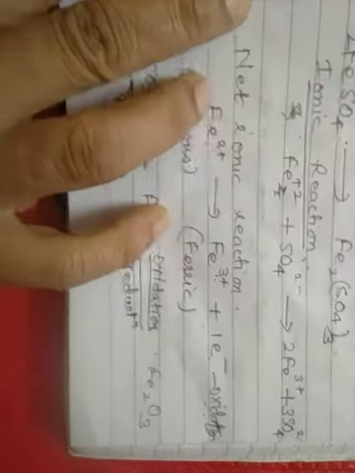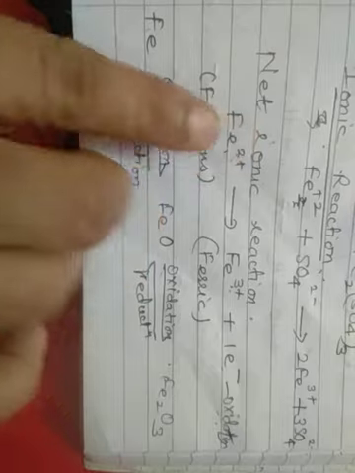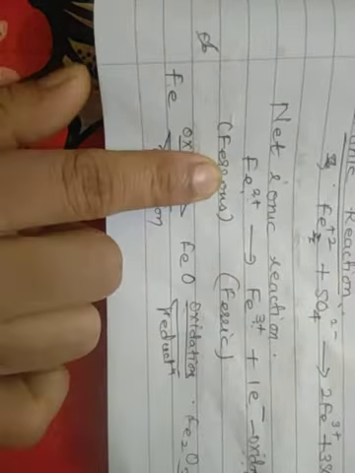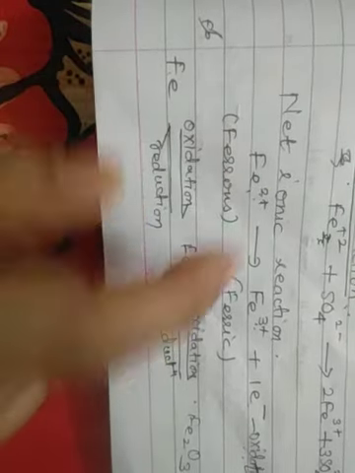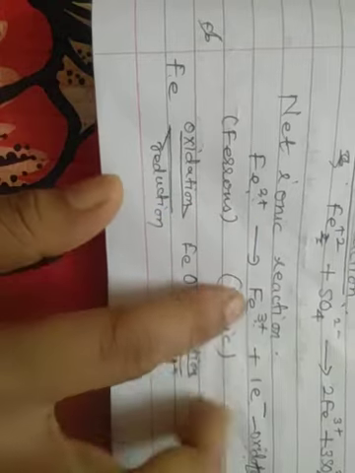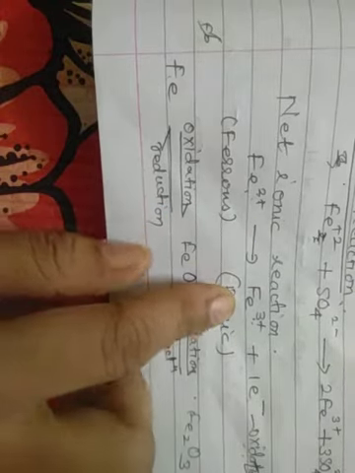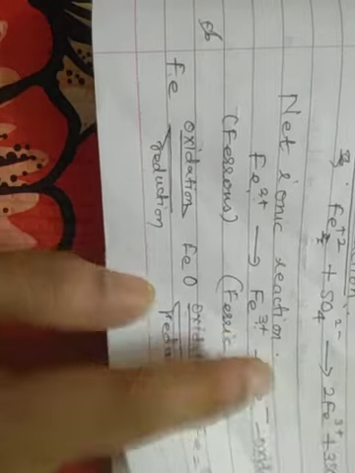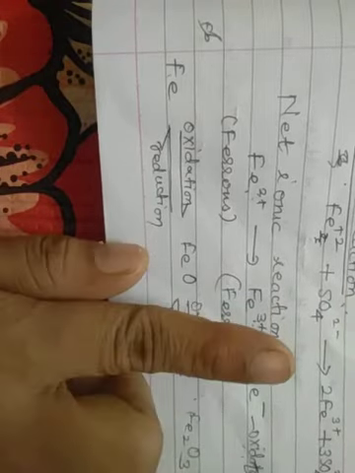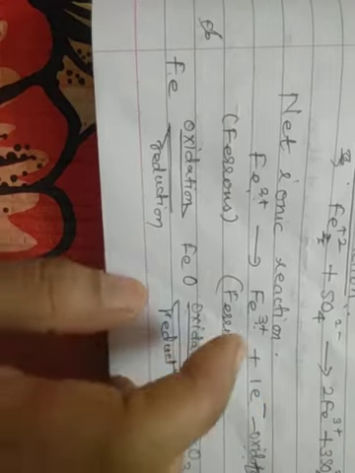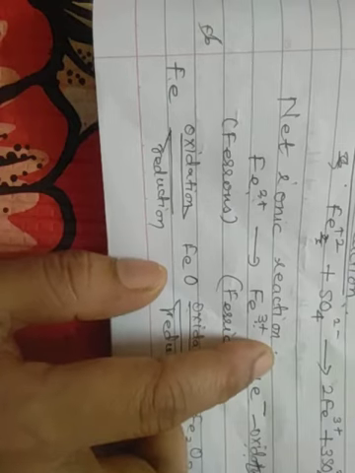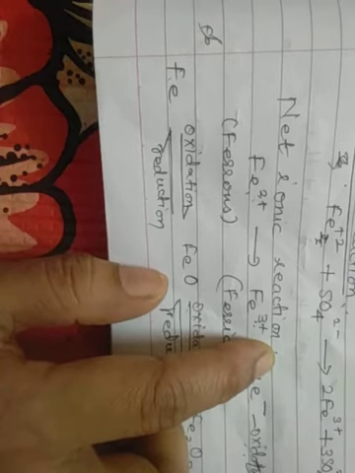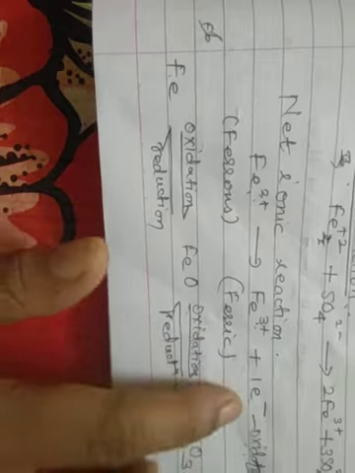Now what is the net ionic reaction taking place here? The net ionic reaction is that the ferrous ion, that is Fe2+, has lost one electron. It loses one electron from its outermost orbit, and it forms the ferric ion, that is Fe3+. By losing one electron, it gains one positive charge extra here. So since one positive charge is extra, Fe2+ becomes Fe3+, and so oxidation has taken place here because of the loss of electron.